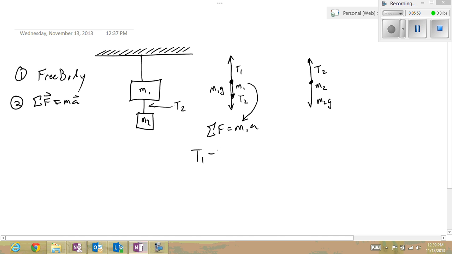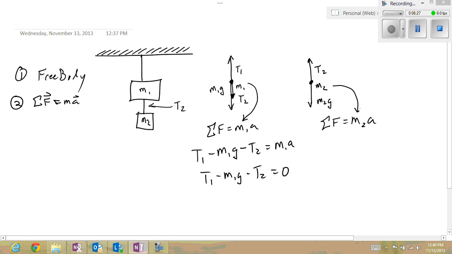I have three vectors in this diagram, so I should have three terms in my force equation: T1 minus M1G minus T2 equals M1A. We know that's equal to 0, so I have the equation T1 minus M1G minus T2 equals 0. Here I have two unknowns, tension 1 and tension 2, assuming we were given the masses. For this diagram, I have two forces, so I'm going to do sum of the forces equals M2A, because I'm applying it to mass 2. So I have T2 minus M2G equals 0.